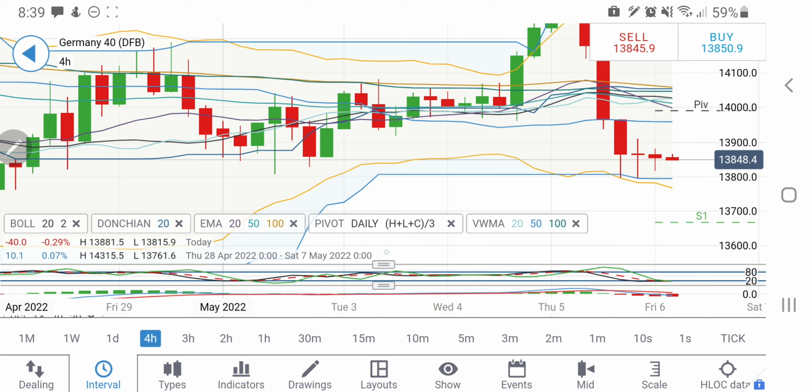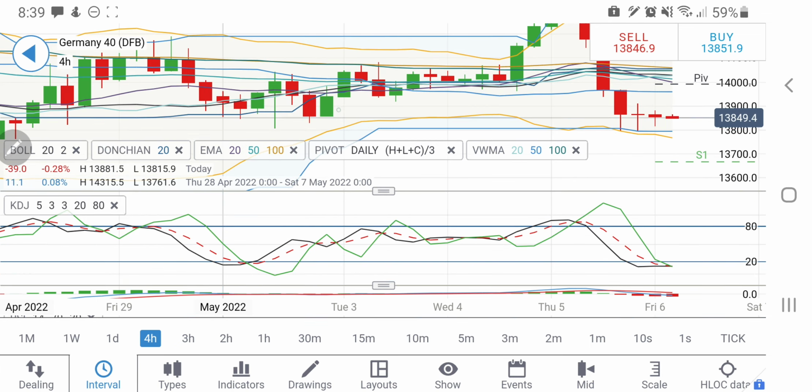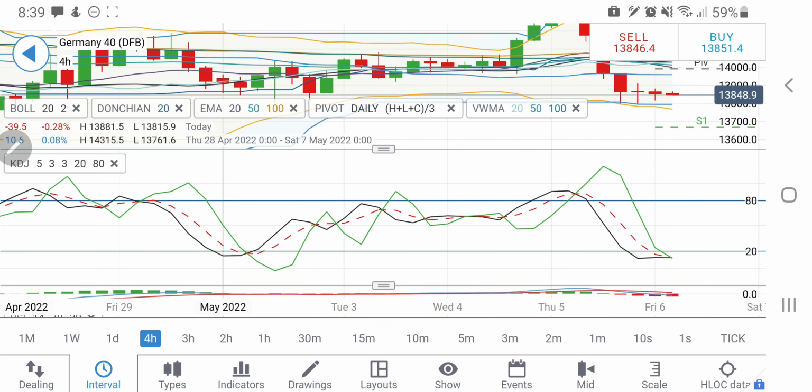13,500 can also be expected. We can expect a sharper drop if it continues to trade below these levels. At the same time, go long above 13,900. That is the reversal. Probably we will be looking at 14,100 levels if it continues to trade above 13,900. Look at the MACD.